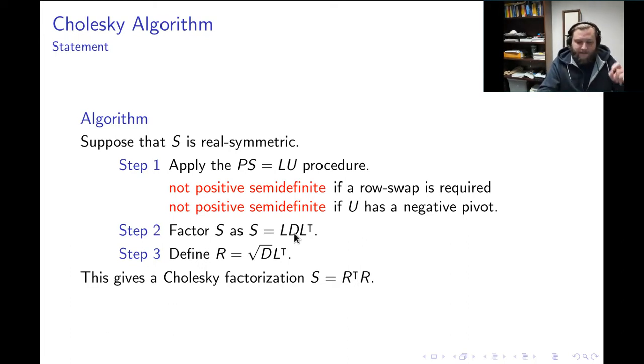And here's the thing, with this factorization, I can split D in 2 by taking a square root, and I can do this using real numbers, because in this situation, the diagonal of U will not have any negative numbers on it. So I can define R as the square root of D times L transpose, and this is guaranteed to give me a Cholesky factorization, S equals R transpose times R. The reason that this R works is because defining R as root D times L transpose allows me to split up S as the Gramian of R, because S is L times D times L transpose.